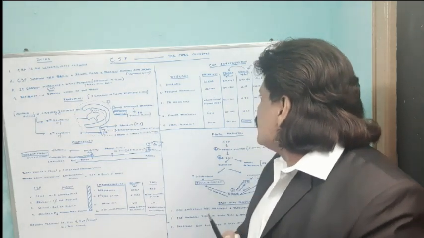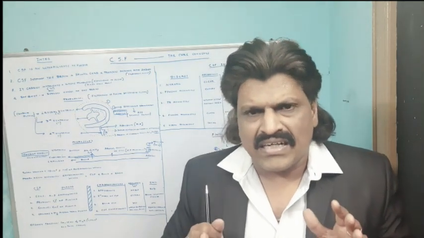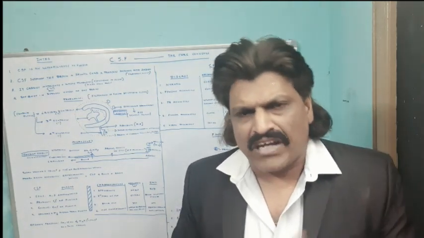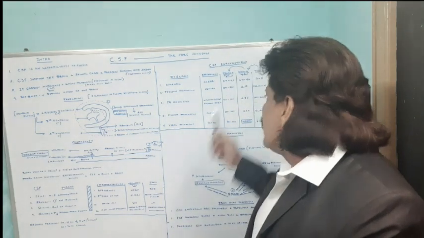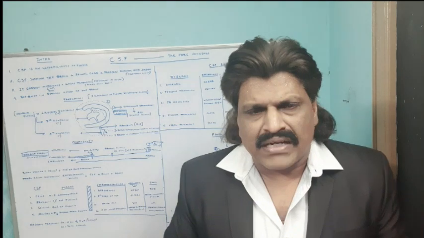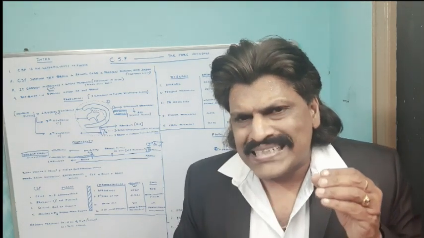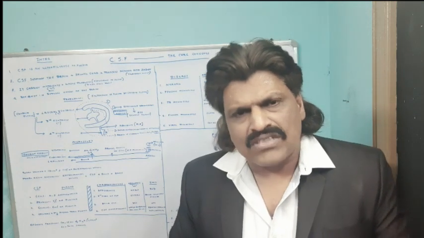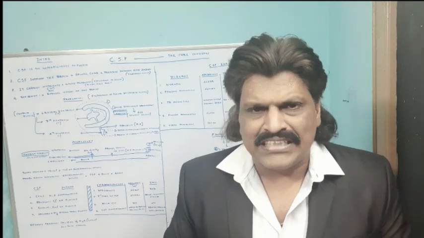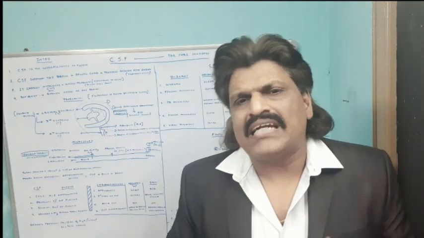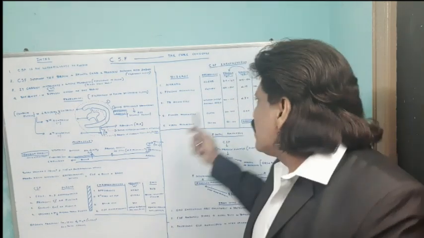Then the cell count. Normally there are no cells. If at all there are any cells in the normal CSF, it is about maximum 5 cells, and that too all are lymphocytes. I would like to make a comment regarding this, that when we are testing for cell count, we have to do it within 60 minutes of procurement of CSF, because the cells will degenerate, and therefore we have to immediately test the cell count within 60 minutes of procurement of CSF.